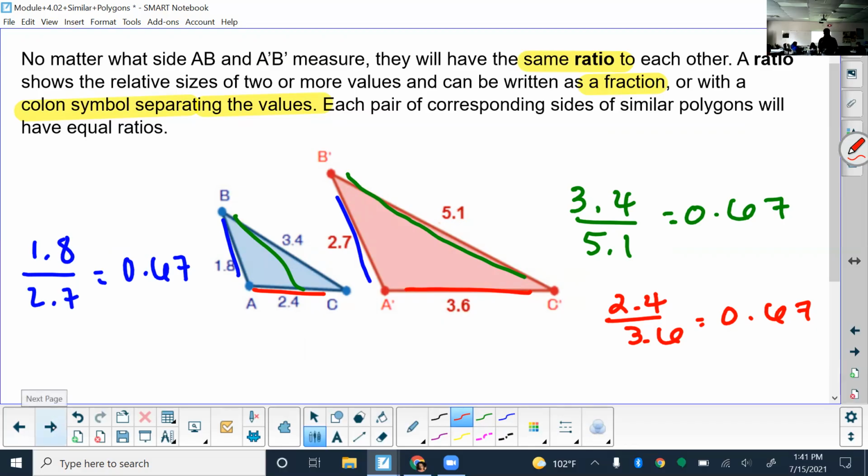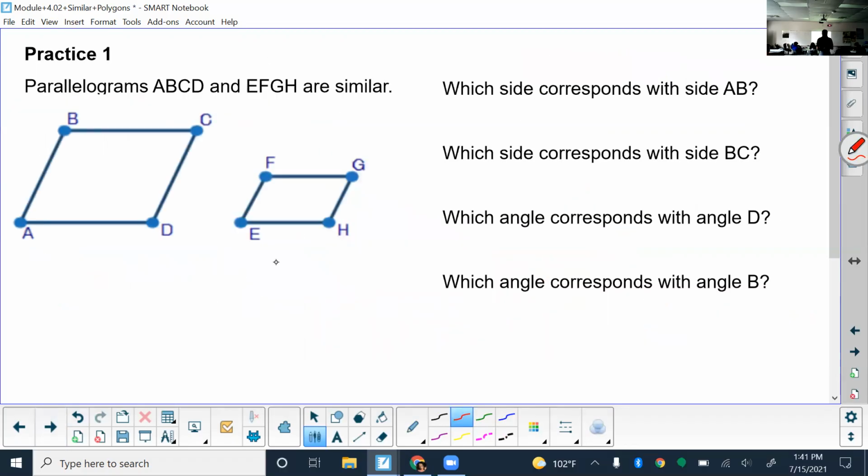So then next page. So here's a little bit of practice, but it goes pretty quick, so you can probably answer all of this together. Parallelograms ABCD and EFGH are similar. So the orientation is also what tells you which one corresponds with which one. Like A corresponds with E, the way it's written. That shows that. You can also see it on the picture.